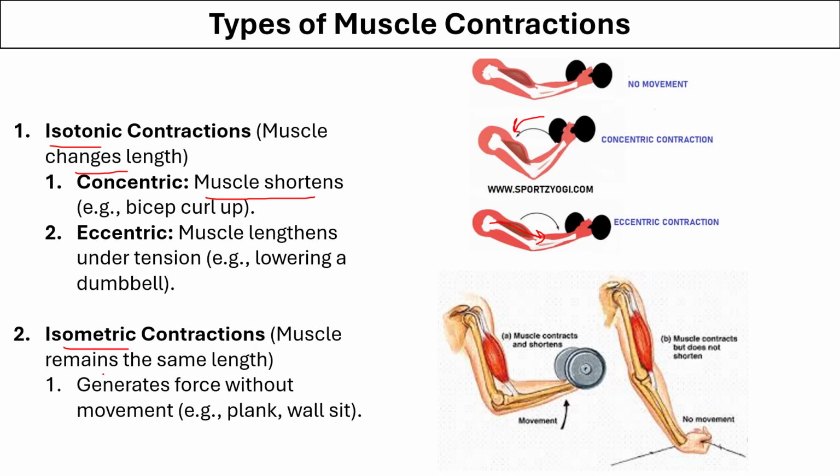Isometric is when you don't really see any change in the muscle length despite a force being generated, despite the muscle contracting. So for example, when you're trying to push a wall, although you are pushing it with force, you are contracting your muscle, but you're not seeing any change in the length of your muscle.